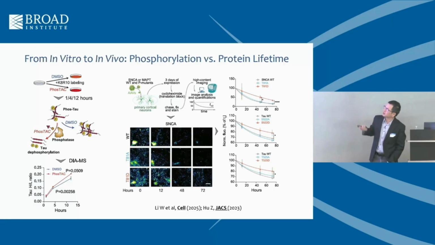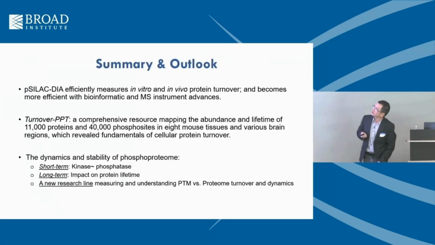And we also used high content imaging and mutagenesis for the alpha-synuclein and the tau phosphosites. And we verified that a certain phosphorylation site of these proteins could indeed impact protein turnover, actually prolonging the protein lifetime. So this brings me to the summary. I hope I showed you today that the DeltaSILAC DIA actually effectively measures the in vitro and in vivo protein turnover, and becomes more efficient if we combine the latest bioinformatic advances and also, of course, the mass spec instrument advances.